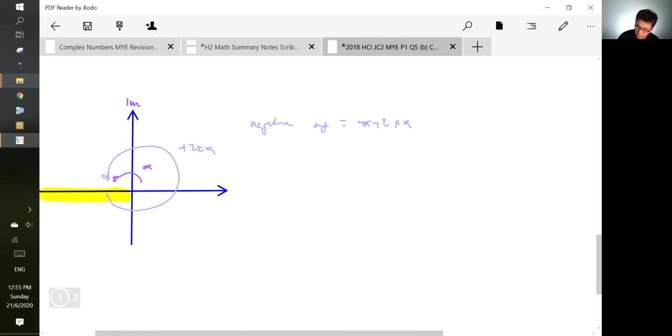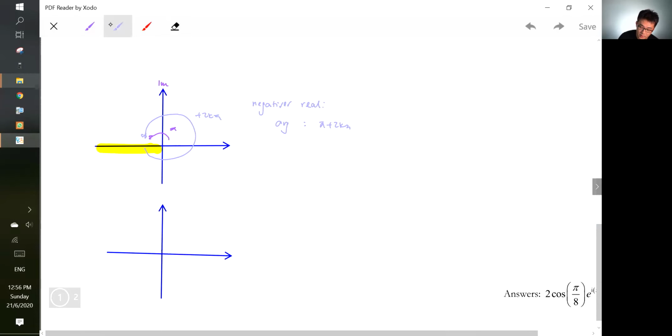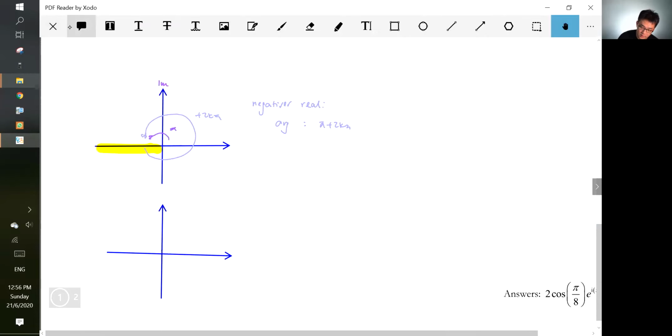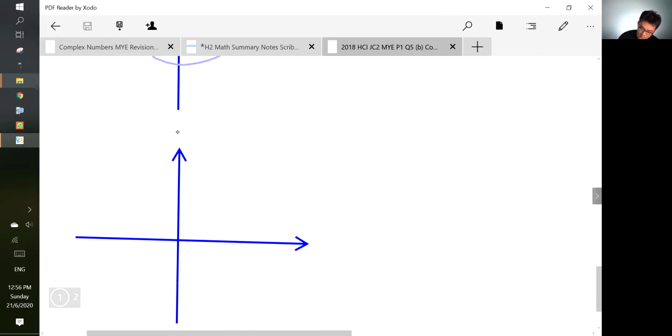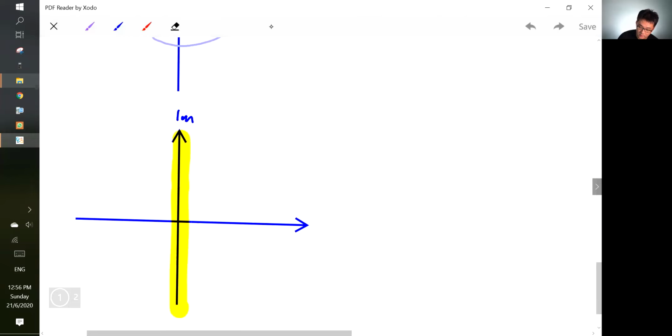So if you say you want negative real, the argument will be pi plus 2k pi. Okay, so say if you want negative imaginary, it will be here. Or let's say you want imaginary number. Imaginary number is here. This is imaginary. Imaginary is any number which is along this line here.